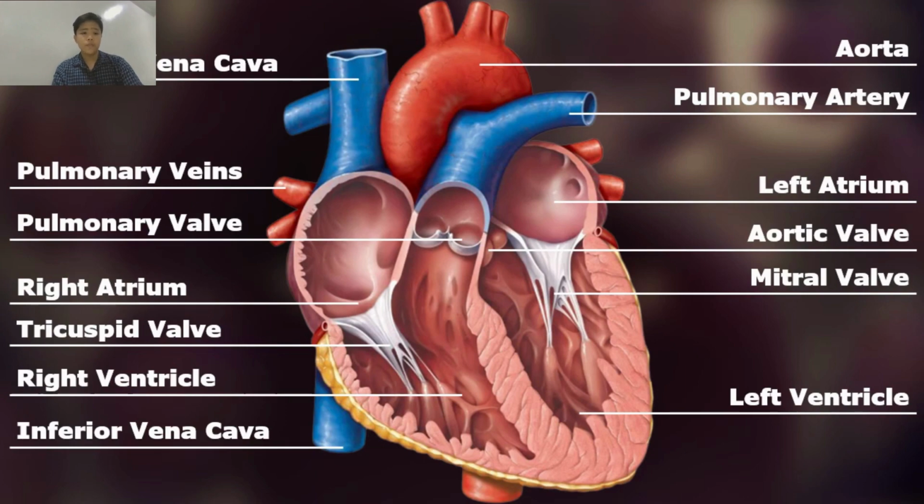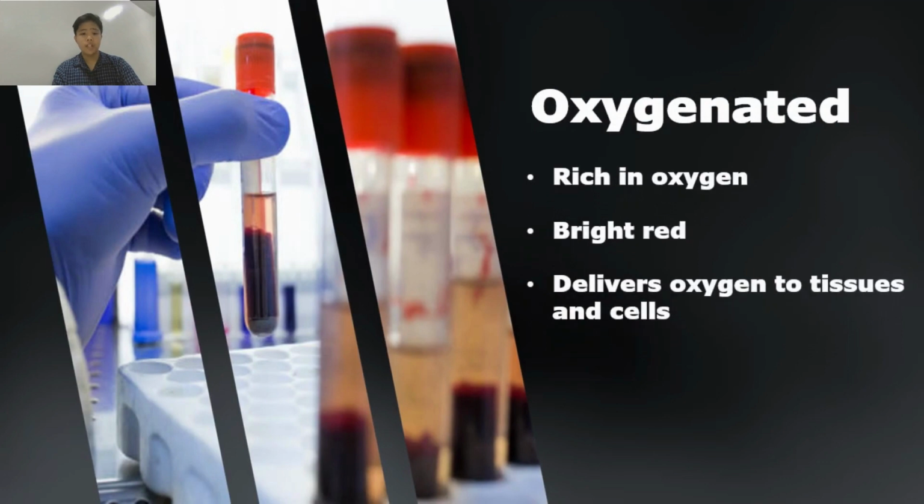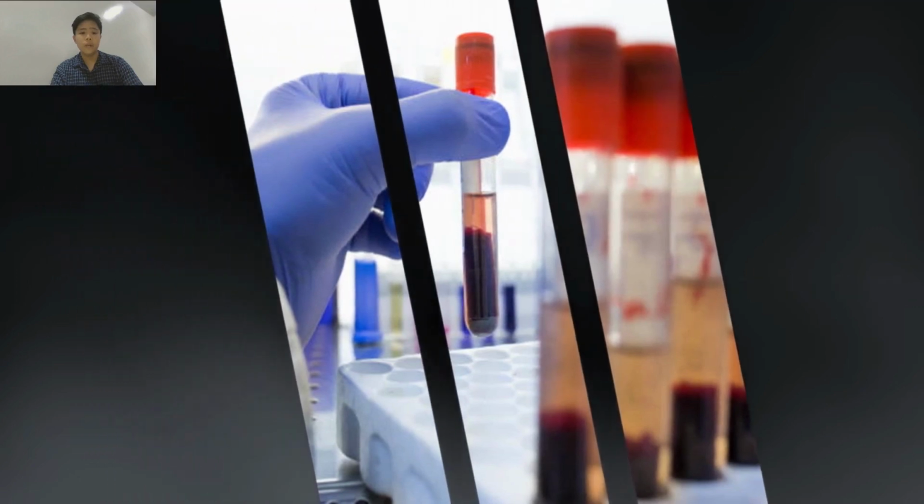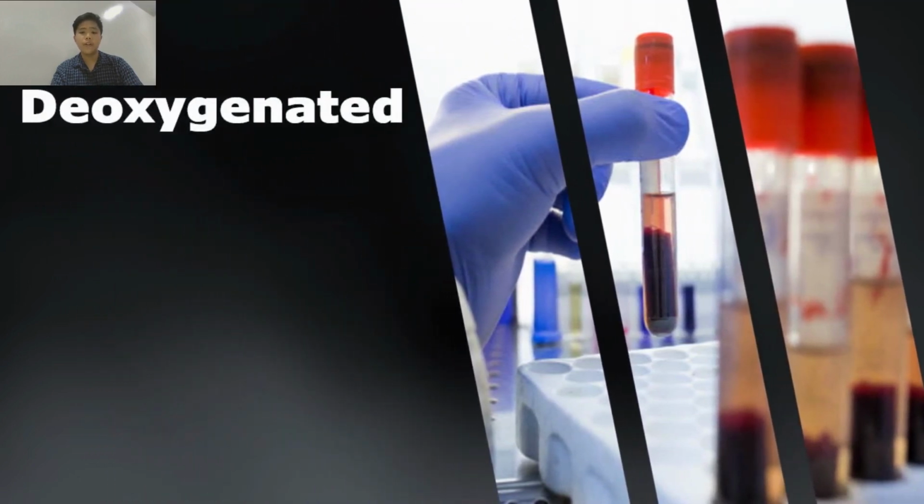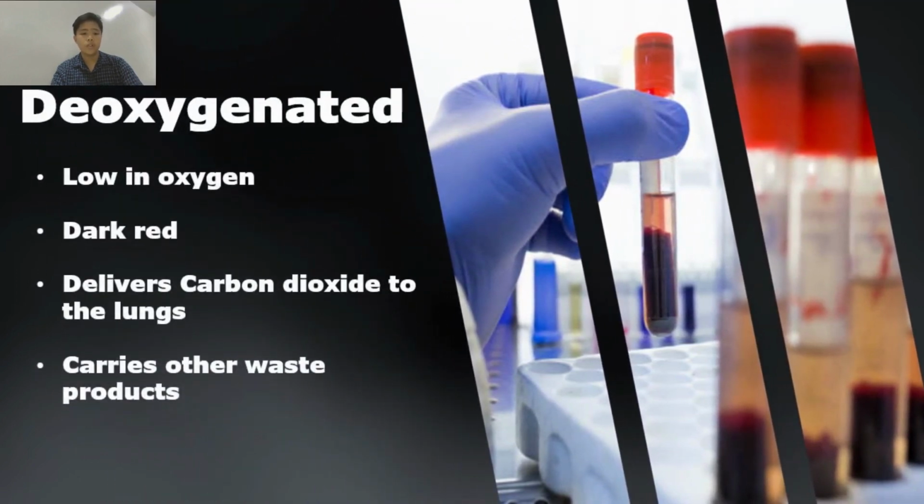So, let us first know what oxygenated blood is. Oxygenated blood is rich in oxygen, which is a bright red color that delivers the oxygen it carries to our cells. This blood became oxygenated when it arrived in our lungs. Next is deoxygenated blood. This blood is now low in oxygen and has a darker red color, which delivers carbon dioxide to our lungs for exhalation and for the replenishment of oxygen.